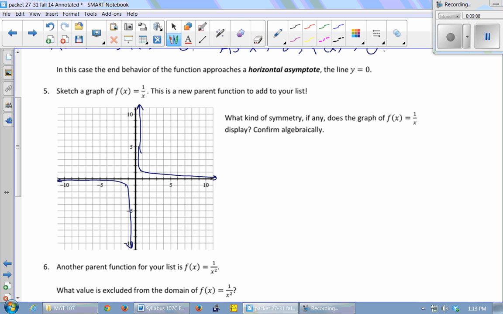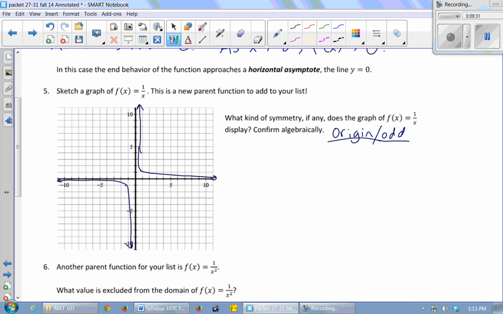What kind of symmetry does this thing have just by looking at its graph? Origin, yeah, it looks like if I fold over x and then fold over y, the two pieces would lay on top of each other. So we think this has origin symmetry or odd symmetry. Those are synonyms.